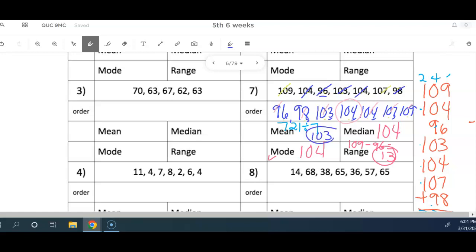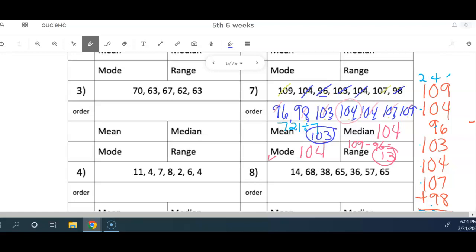103. So when you're doing this and you find the mean, it is a number that should fit into your set because it's actually an average of all the numbers. So if I did this and I had an answer of 13 for the mean, 13 is way too small to be the average of these numbers.